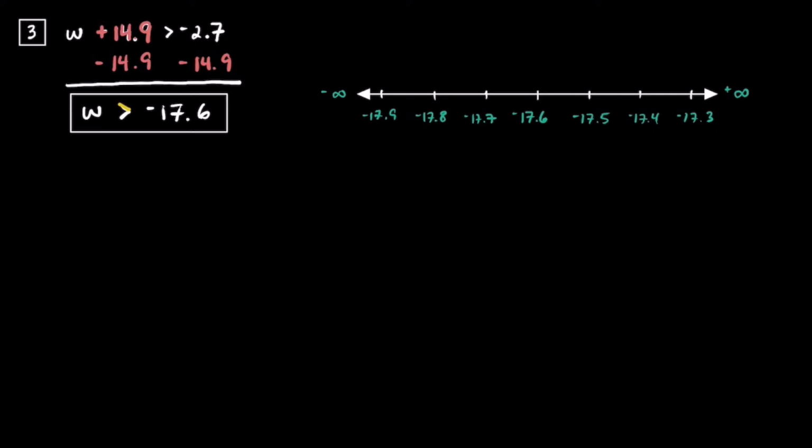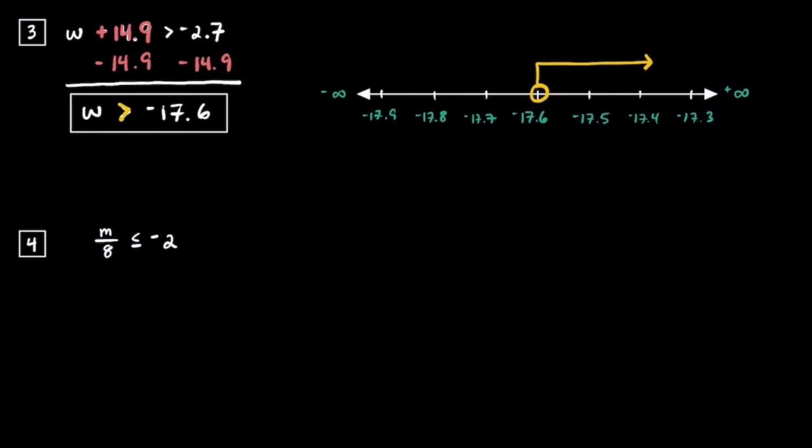And also, since we have a greater than symbol, that means we're going to put an open circle on negative 17.6. And we're going to draw our arrow to the right since we know w has to be larger than negative 17.6, or towards the positive values. This graph represents all the possible solutions for this inequality.